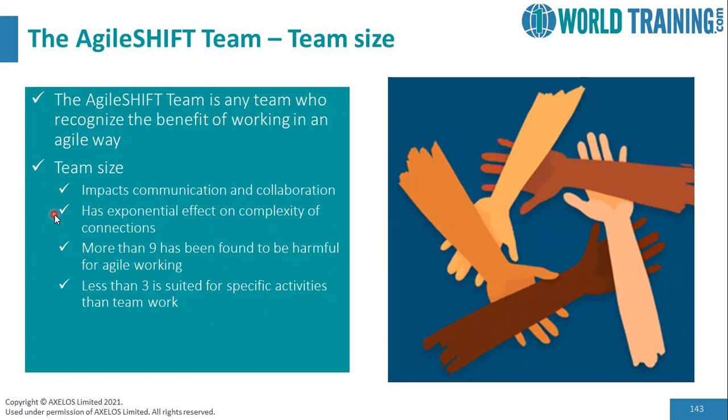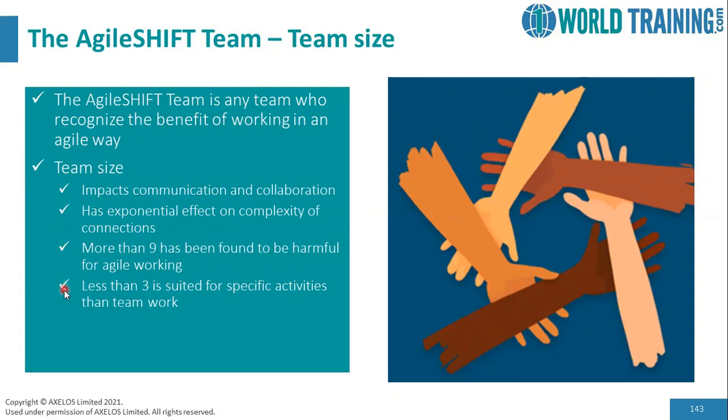The more the team size, the more the exponential effect on the complexity of connections, meaning as the team size increases, the number of communication lines or channels also increases exponentially. We'll take a look at that in a moment. It's been found that more than 9 is not conducive for agile ways of working because of the increase of the complexity of the communication channels.